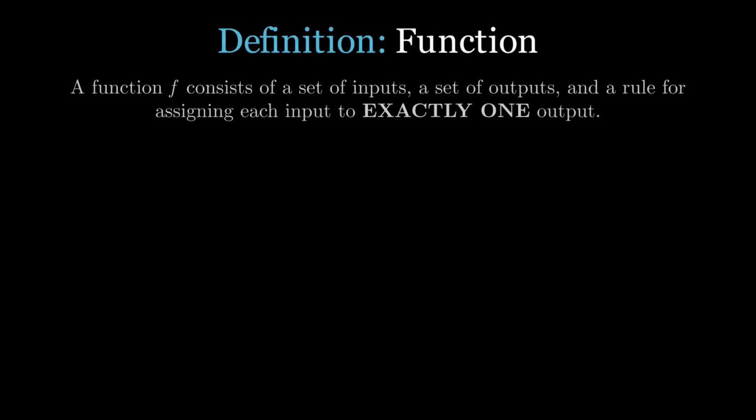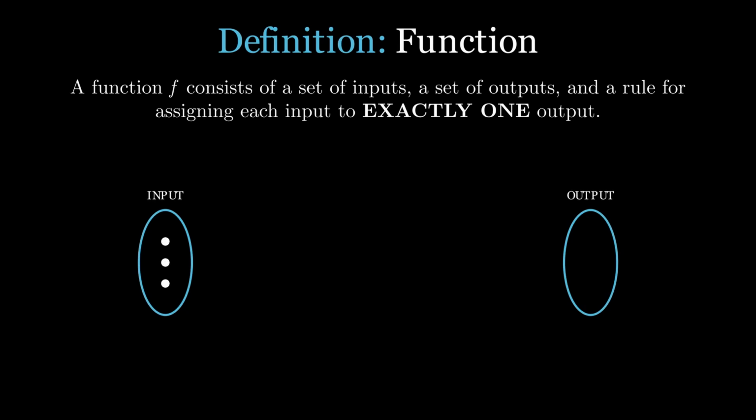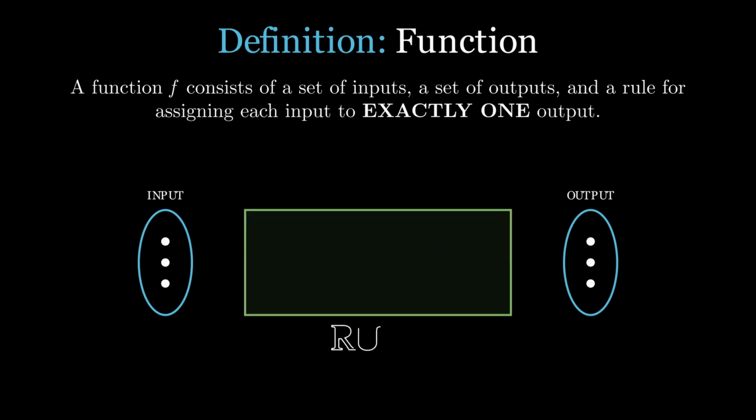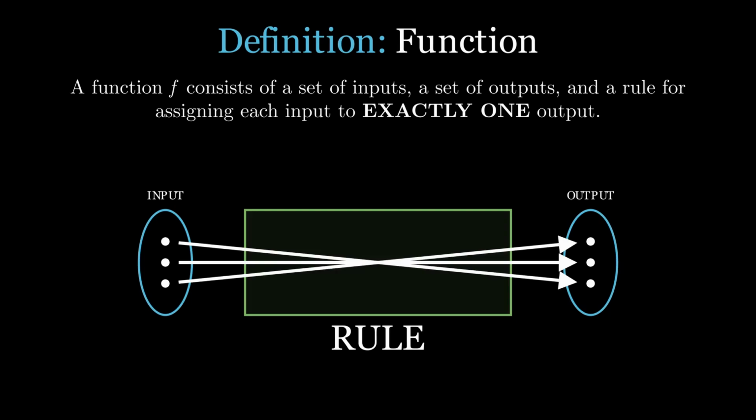In this video, we'll be defining a function. A function f consists of a set of inputs, a set of outputs, and a rule for assigning each input to exactly one output. We call this set of inputs the domain of the function, and we call the set of outputs the range of the function.